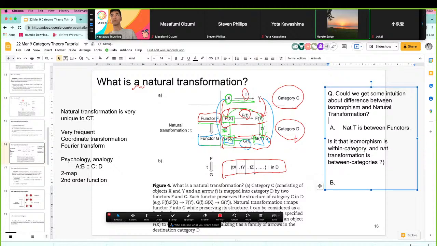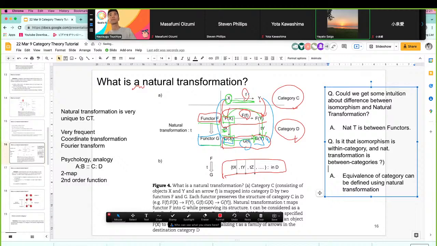But interestingly, we can define the equivalence between categories in terms of natural transformations. Equivalence between categories can be defined in terms of natural transformation.